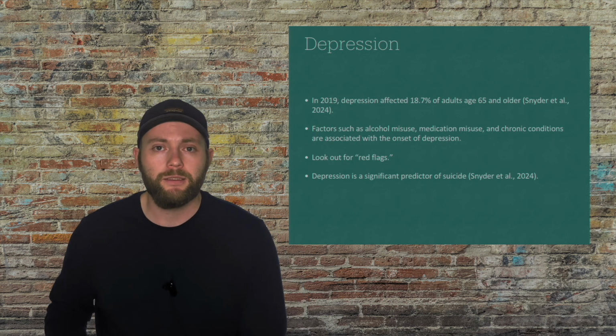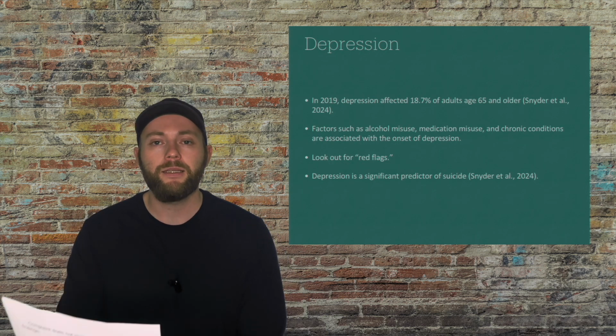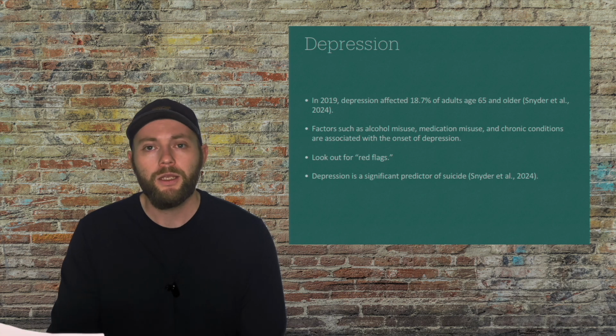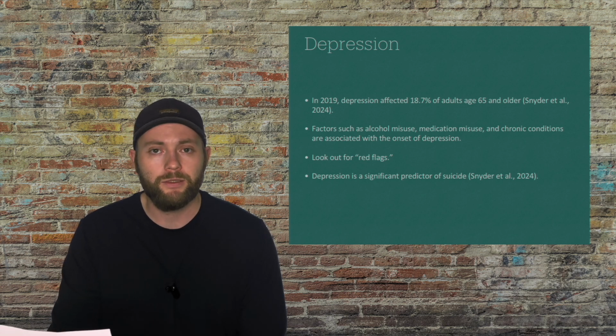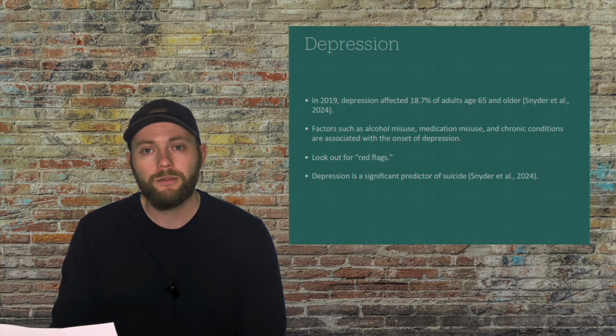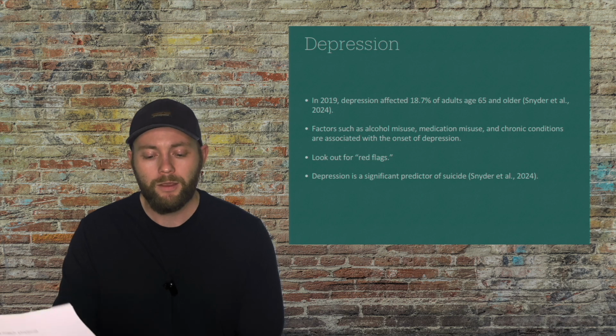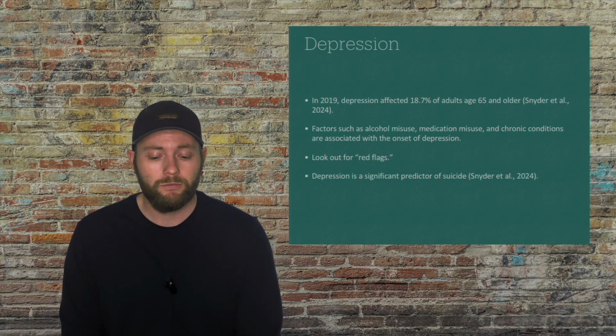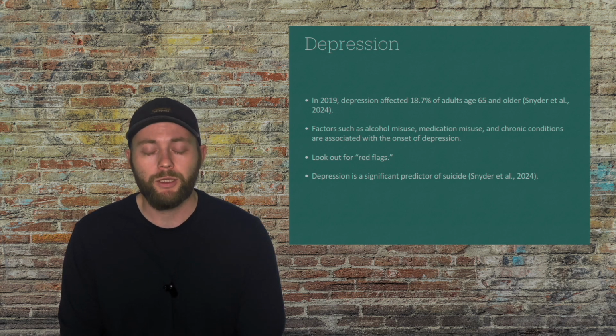In 2019, depression affected 18.7% of older patients over the age of 65. Adults living with chronic illnesses and in nursing facilities are more likely to suffer from depression. Factors such as alcohol abuse, medication abuse, chronic conditions are all associated with the onset of depression.